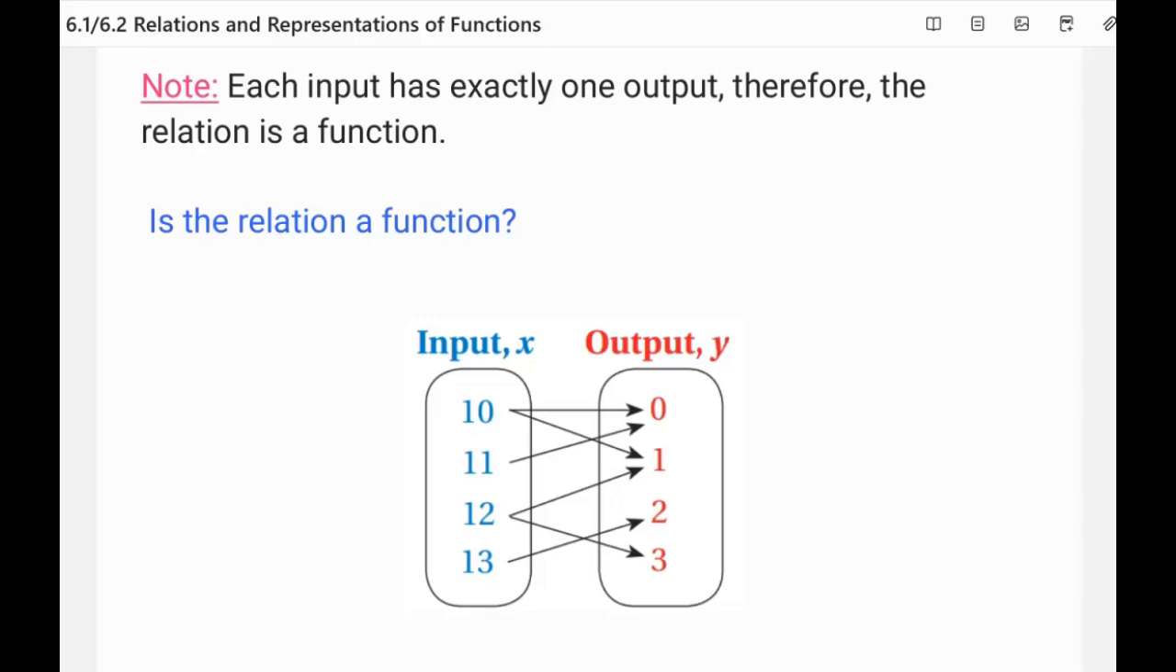So as stated in the note, each input has exactly one output. In this case, because 10 right here has an output of 0 and 1 together, and then the other one, which was the 12, has the output of 1 and 3. So because each of those inputs have more than one, this is not a function. So this is going to be no on the function.